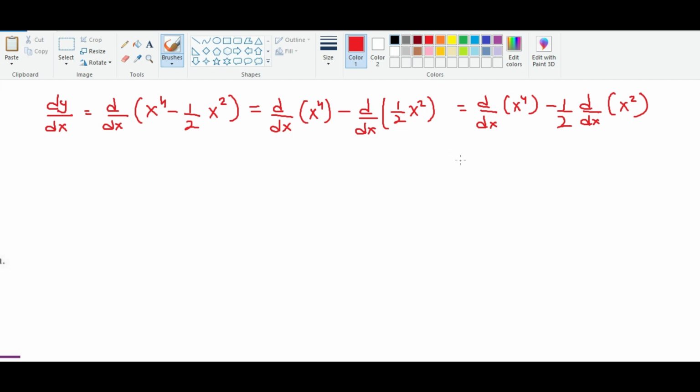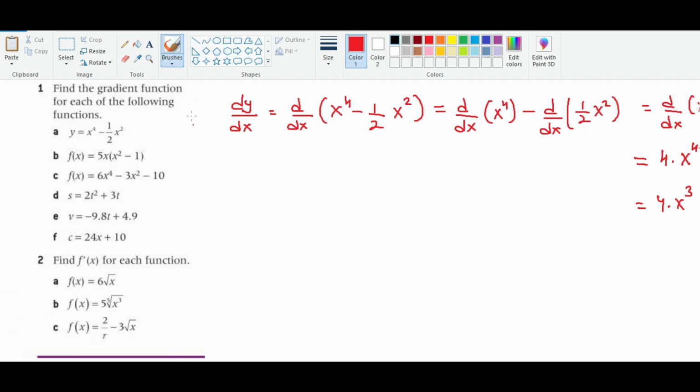So when you differentiate this part, you are going to get 4 times x to the power 4 minus 1, negative half times 2 n value, this negative 2 is there, 2 times x to the power 2 minus 1. So 4 times x to the power 3, negative, this 2 can cancel, and x2 minus 1 is just x. So this is your answer. You can further take the x common also. Hope you got it. Next one.